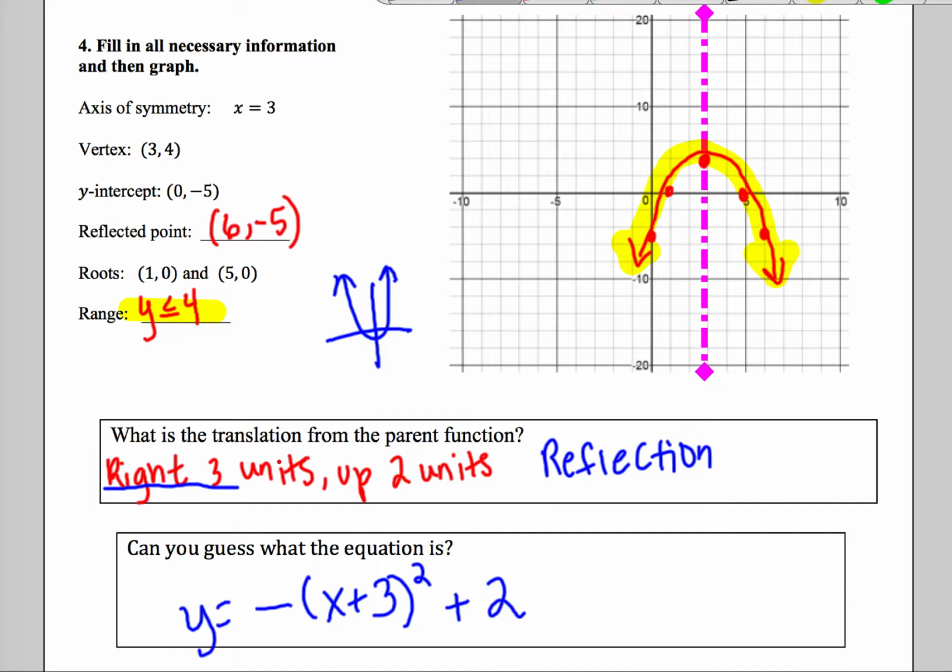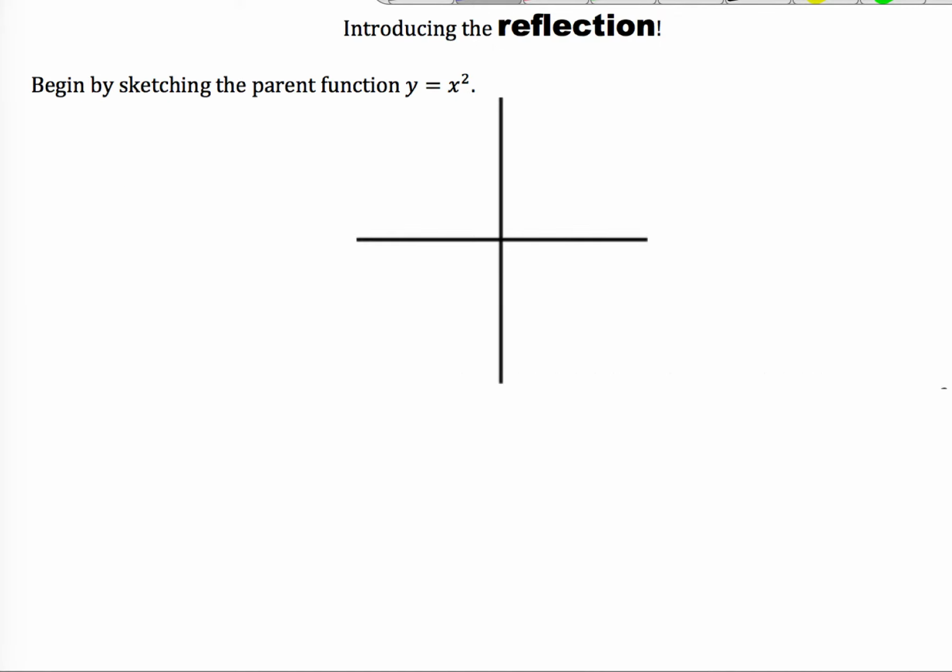So why don't we go ahead and take a look at what's to come next. We're going to introduce the reflection. So we're going to start off by just sketching our parent function, y equals x squared. I'm hoping you all know the vertex there is through 0, 0, axis of symmetry at 0, concave up.